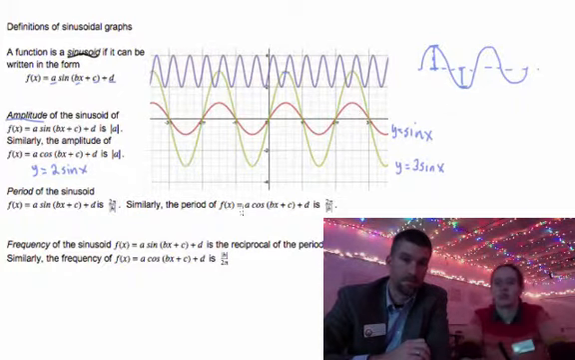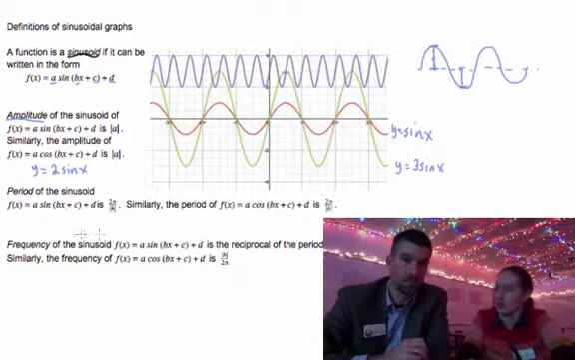Okay, so now the period of the sinusoid. We've talked about how sine and cosine are periodic functions. And so the period of it is talking about how often it repeats.